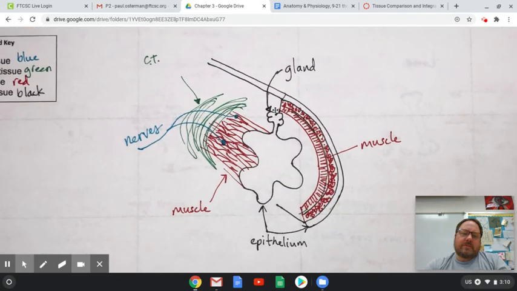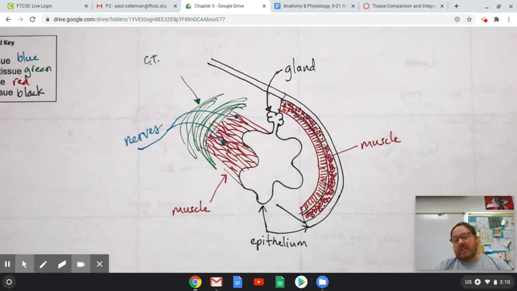But anyway, let's talk about how these things work together. Okay, the epithelium around the outside can help provide protection to the intestines. The gland, which is epithelial tissue, will provide secretions to help with digestion. And then the epithelium lining the inside can help absorb nutrients from the intestines, from that cavity inside the intestines.